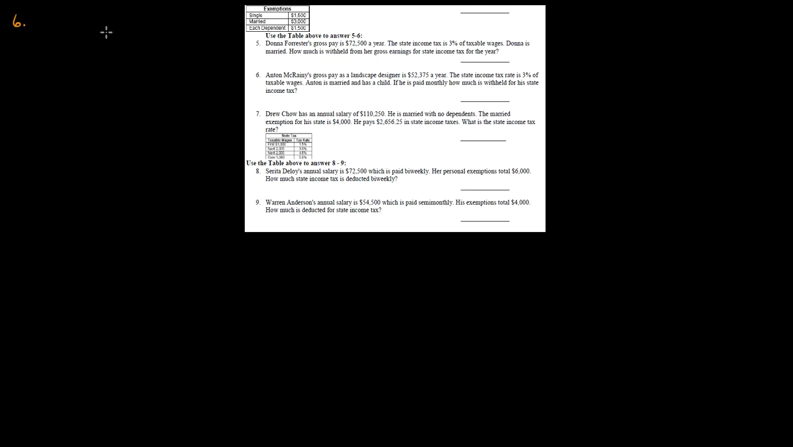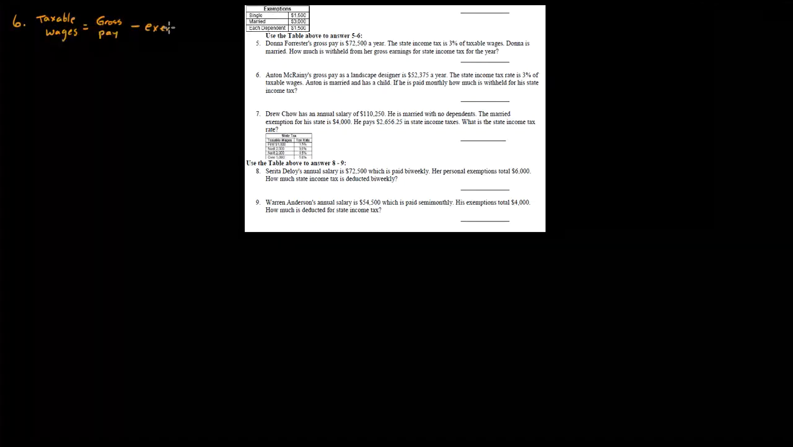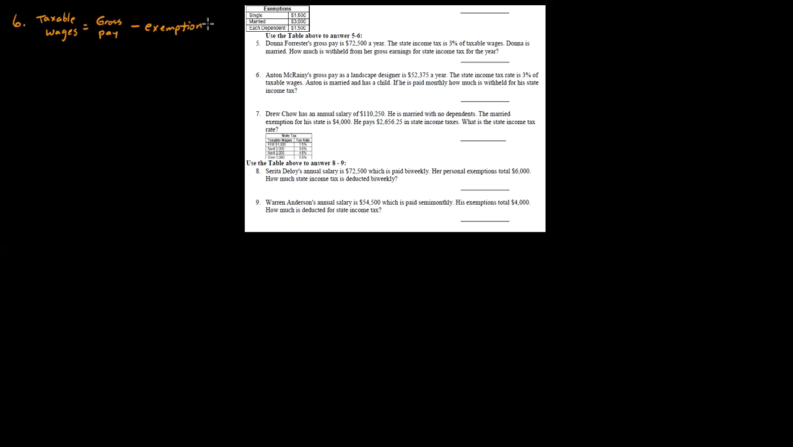So we need to remember that when we are figuring out state income tax, we first need to find the taxable wages. To find your taxable wages, we take the gross pay, which remember is the pay that you earn, not the pay that you keep, and then we subtract the exemptions. Other words for exemptions are withholdings or write-offs. So in number 6, the gross pay you'll see is $72,500. Oh, I'm sorry, that's number 5.